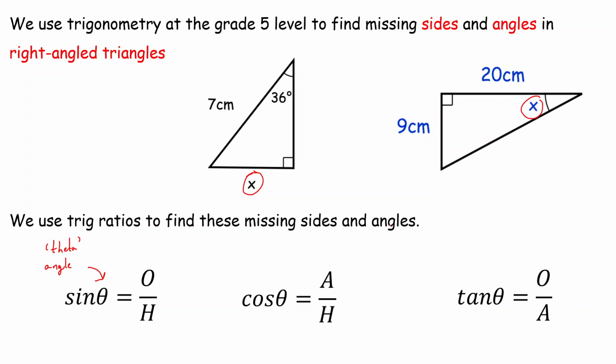But just to really quickly show you, there are three formulas or three trig ratios that we will be using. Sine theta is O over H, cos theta is A over H, and tan theta is O over A, but it'll be much clearer in a second. First of all, labeling triangles is absolutely key in any trigonometry problem, and we'll see what these O, H, and A really stand for.